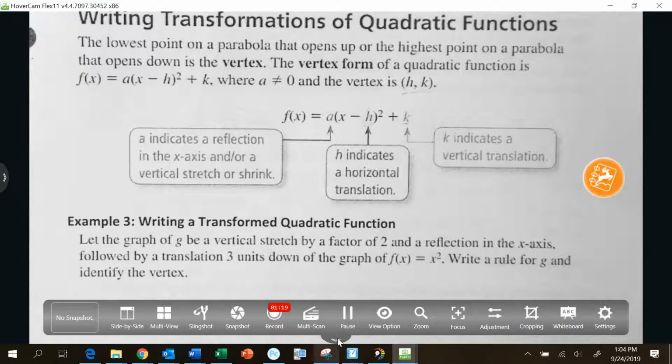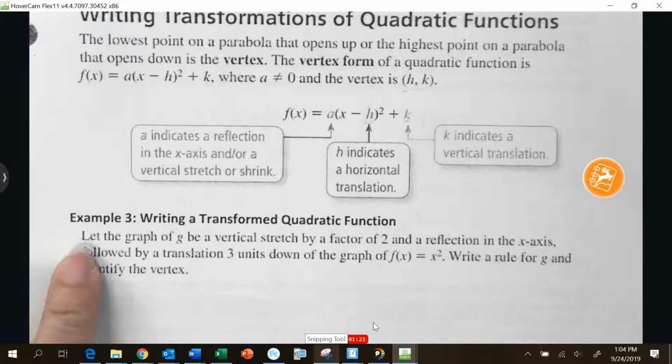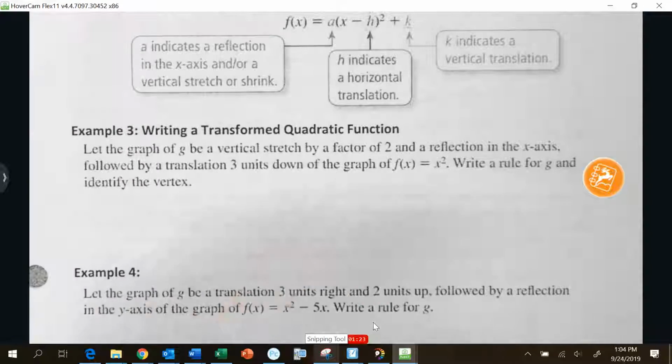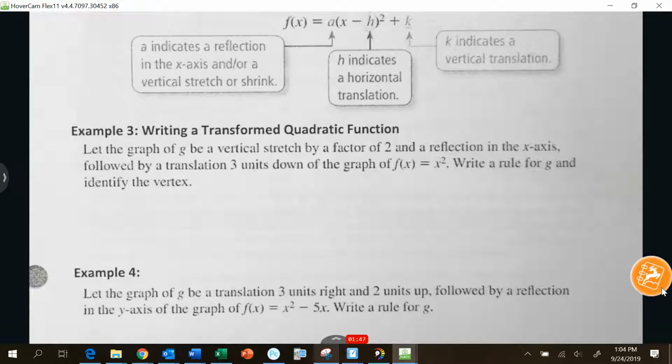So we are going to let the graph of g be a vertical stretch by a factor of 2 and a reflection in the x-axis, followed by a translation 3 units down of the graph of f of x equals x squared. We're going to write the rule for g and identify the vertex. So this is the stuff we did in chapter 1. We're just getting more practice with it. So this should be review. However, in chapter 1, some of you still had some trouble with it. So this is good to go over.